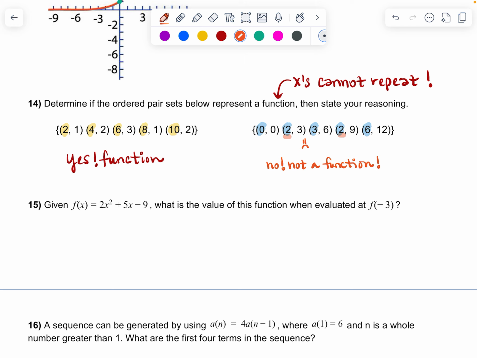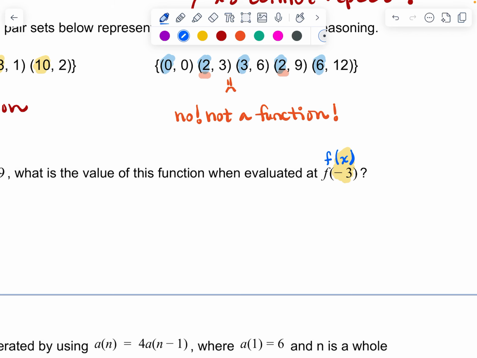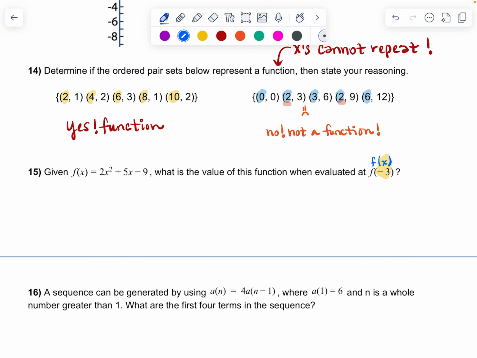All right, number 15, given f of x being this lovely quadratic function here, what is the value of the function when evaluated at f of -3? Now, we've talked about this so many times. Please remember when you see this, it's just called function notation. This just means to go to the f function and plug a -3 in for x, right? They are legitimately just telling you in this problem that x equals -3.